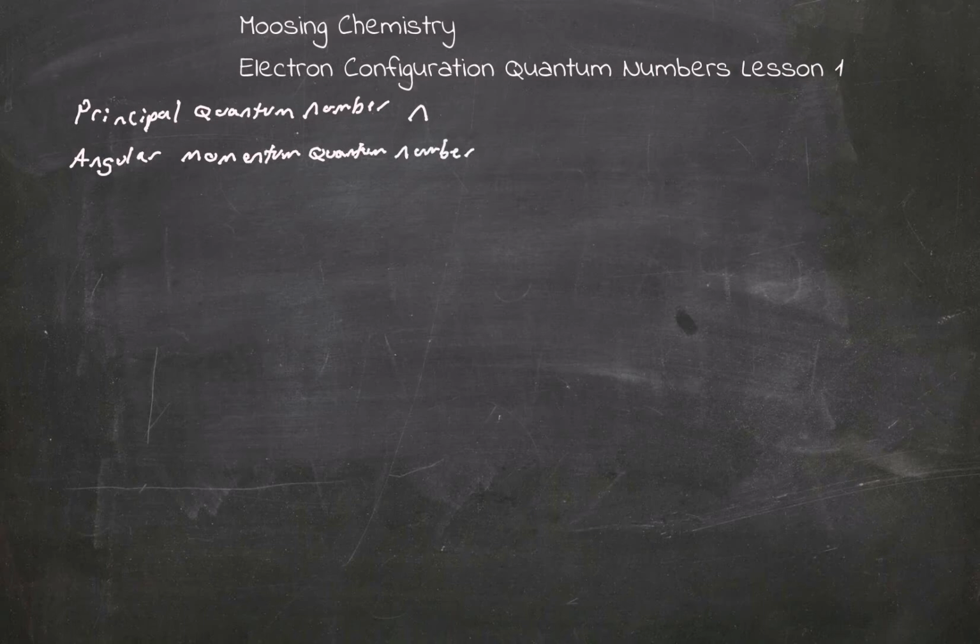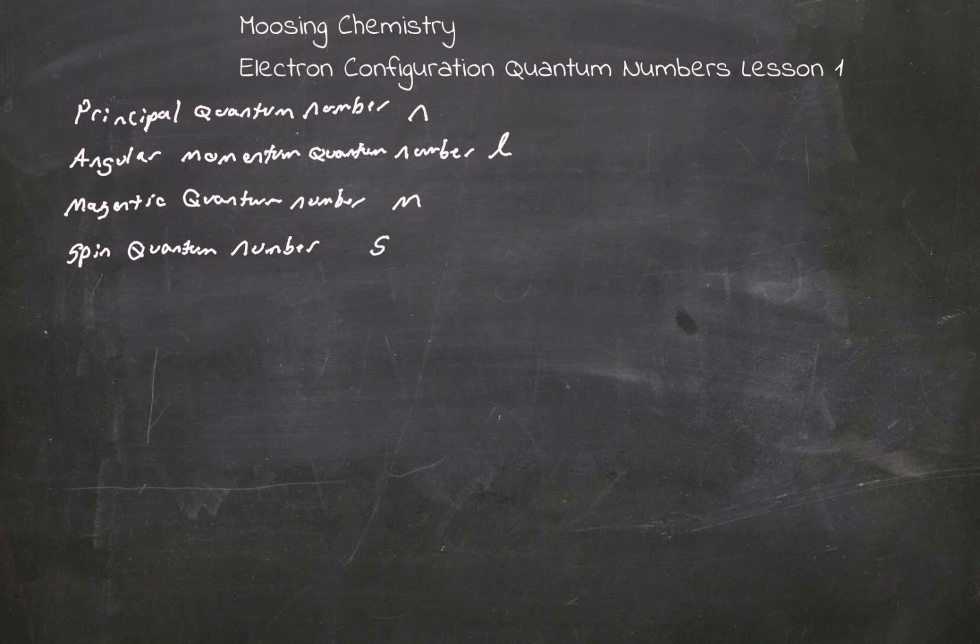The angular momentum quantum number is denoted by the letter L. Then comes the magnetic quantum number, the third one, which is denoted by the letter M. And then last is the spin quantum number, which is denoted by S.